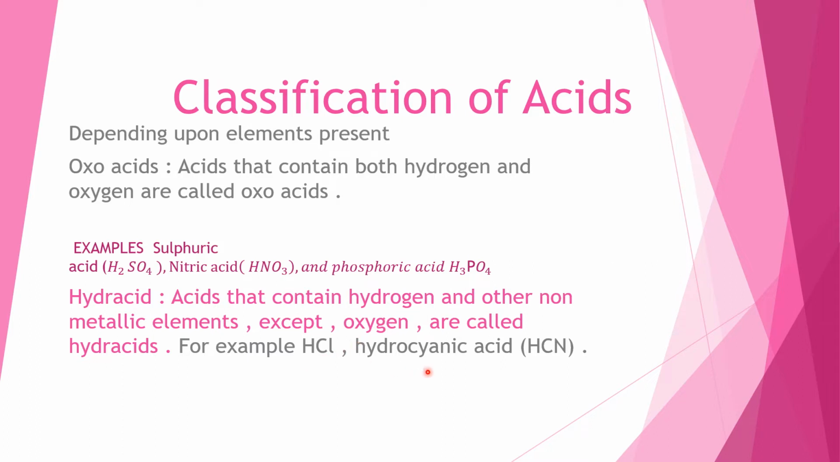In HCl, hydrogen is here, and in hydrocyanic acid, hydrogen is here, along with other non-metallic elements. Chlorine is a halogen, and CN is also a non-metallic element. Both are examples of hydroacids because they contain hydrogen and other non-metallic elements.